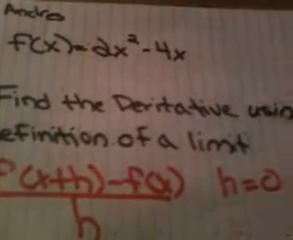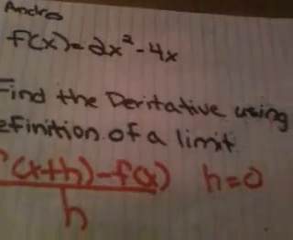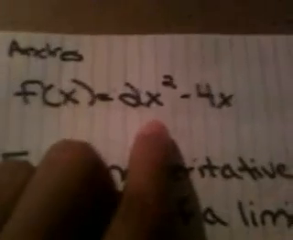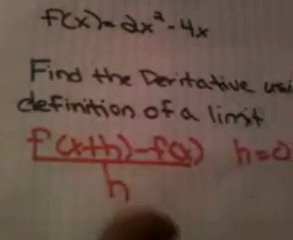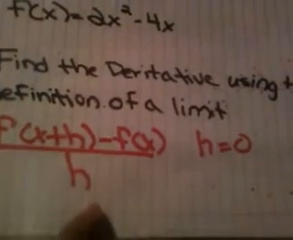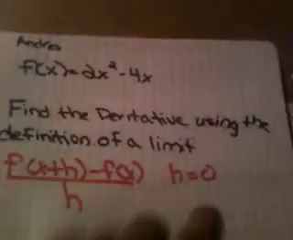Okay, today we're going to work with this type of function. We're going to try to find the derivative using the definition of a limit for these problems: 2x to the second power minus 4x. The definition of a limit is f(x plus h) minus f(x), divided by h. Something important we should always remember is that h equals 0.